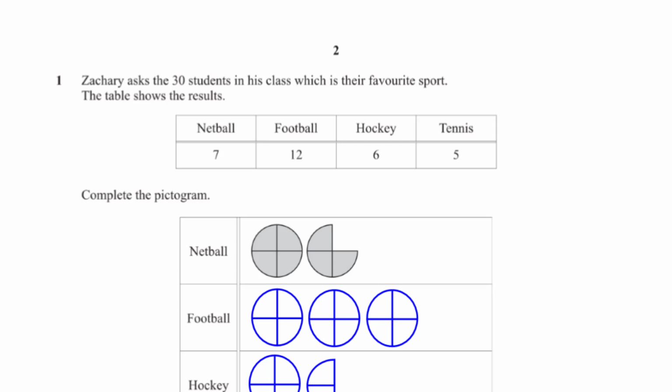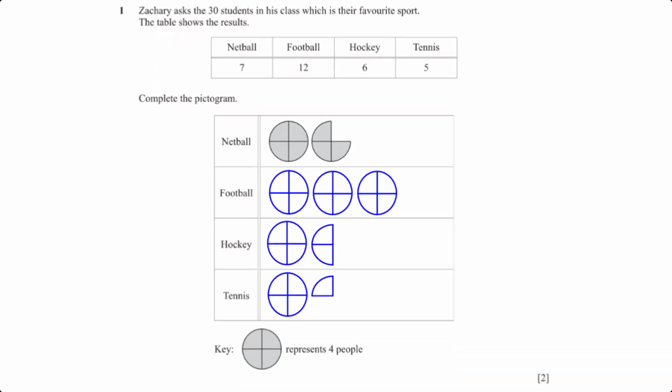Zachary asks the 30 students in his class which is their favorite sport. The table shows the results. Complete the pictogram. For football, we have 3 circles to represent 12. For hockey, we have 1 circle and a semicircle to represent 6. And for tennis, we have 1 circle and a quadrant to represent 5.